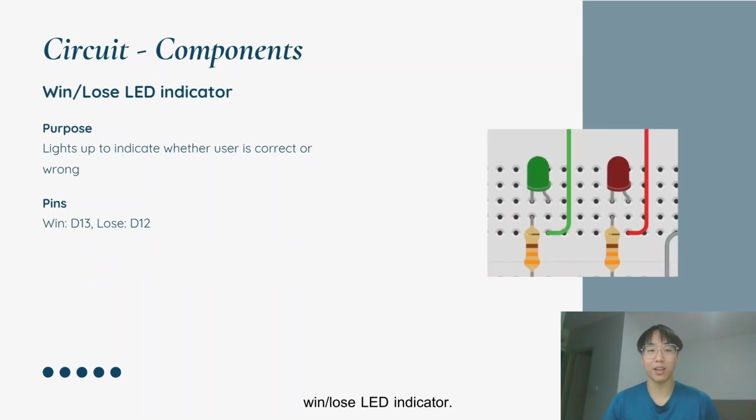Next is the win-loss LED indicator. Its purpose is to light up to indicate whether the user is correct or wrong. For the win LEDs we use D8 and D13, and for the loss LED we use D12.